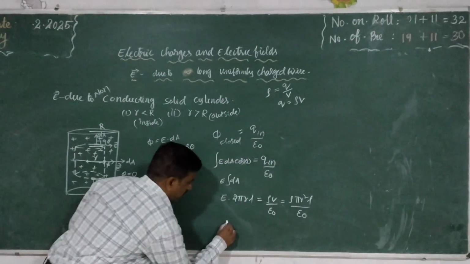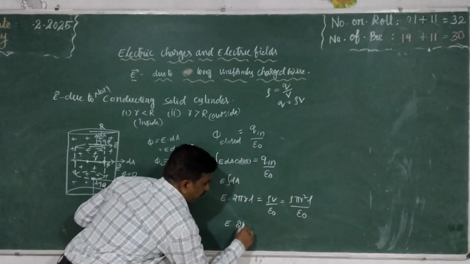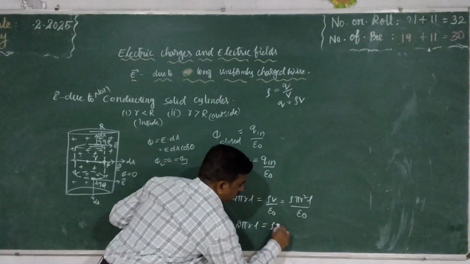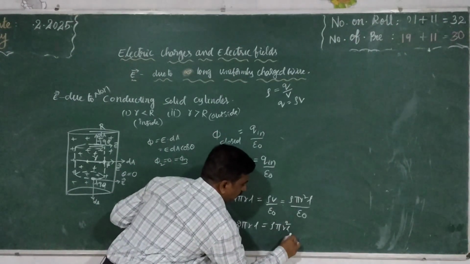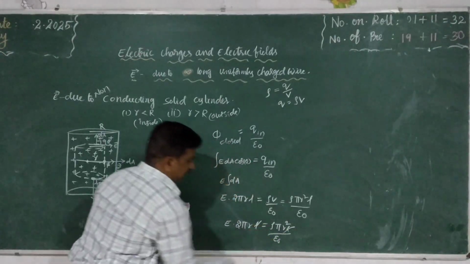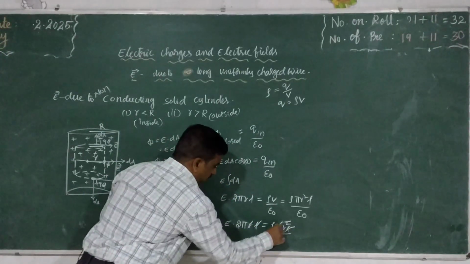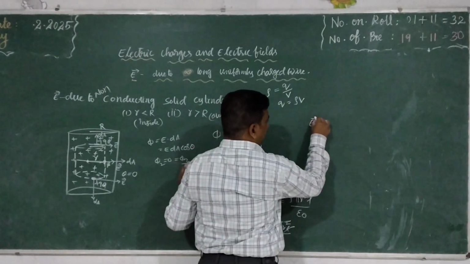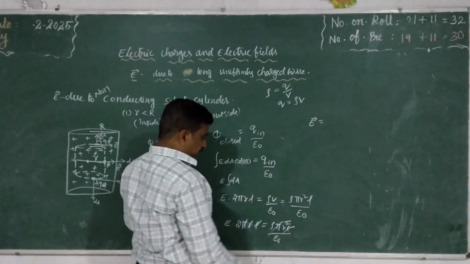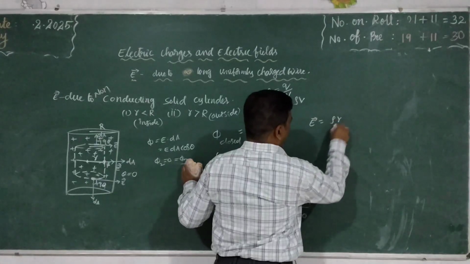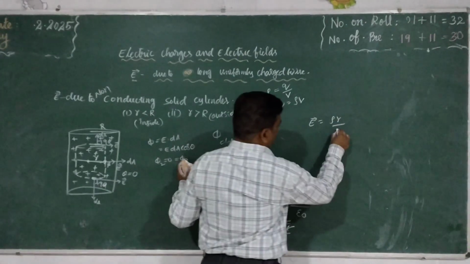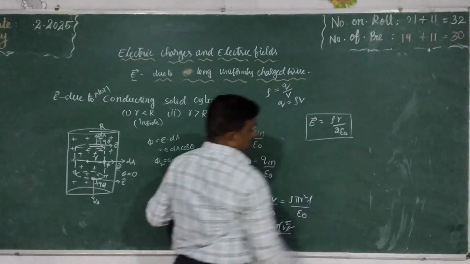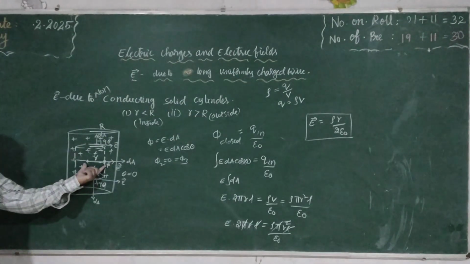See what we get now here. E 2 pi r L equals rho pi r square L by epsilon naught. This L cancels, r cancels, pi cancels. What is the electric field now? Electric field equals rho r by 2 epsilon naught. This is the electric field due to the cylinder at an inside point, at a distance from the center.